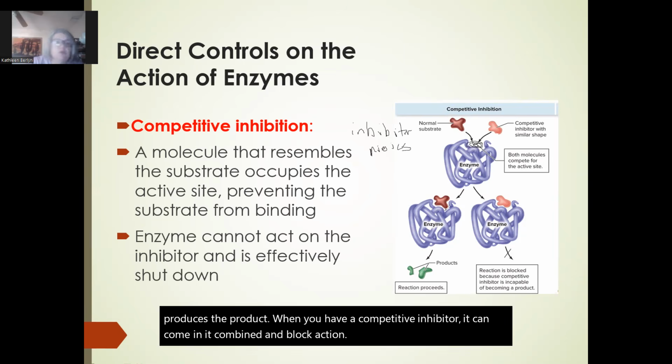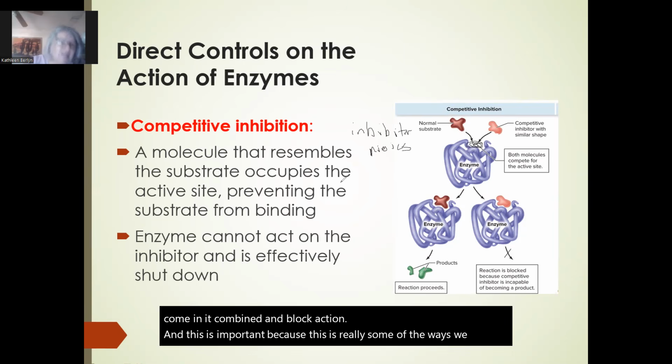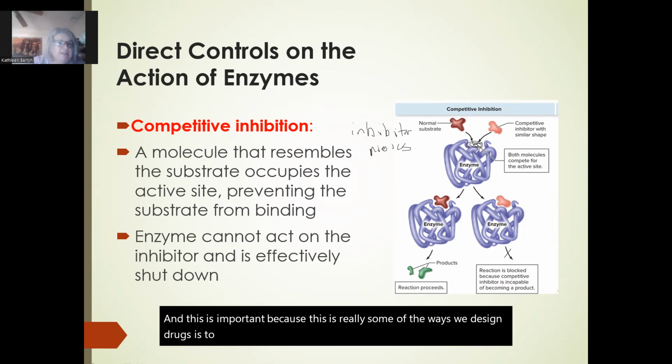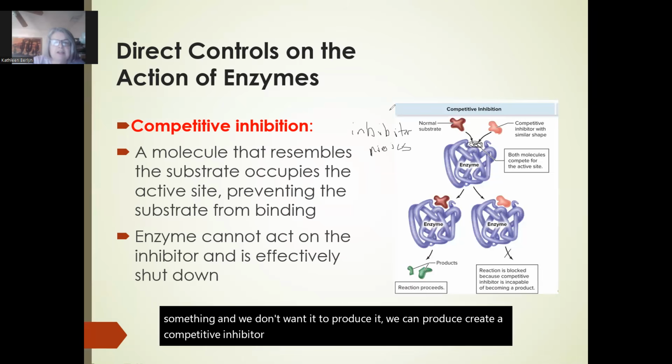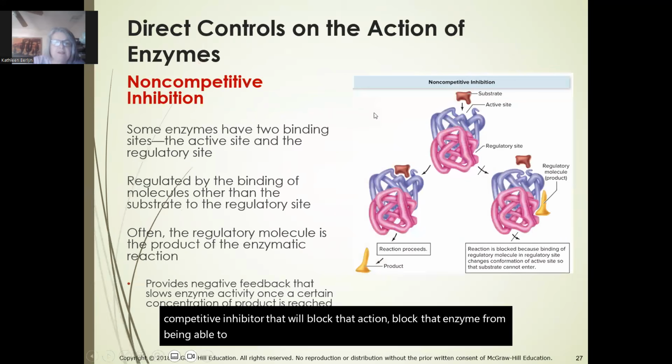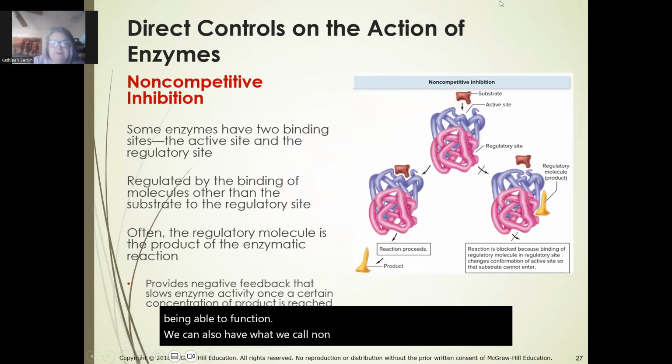Okay? This is important because this is really one of the ways we design drugs, to function as competitive inhibitors. If you're overproducing something in your body, or if the bacteria is producing something we don't want it to produce, we can create a competitive inhibitor that will block that enzyme from being able to function. We can also have what we call non-competitive inhibition.